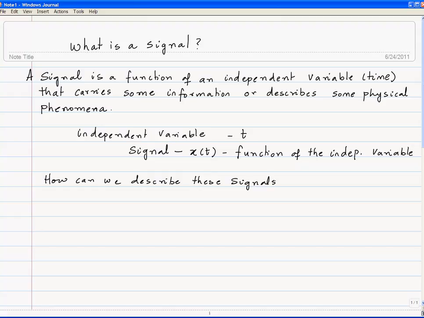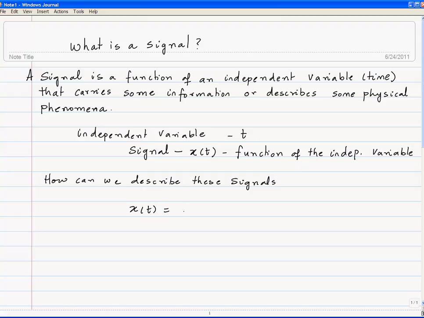So what you should think about is how you can specify this function of time. In other words, what I mean by specifying a signal is that I should tell you a way for you to compute this x of t for all values of t. If I'm able to do that, then I'm describing a signal to you, or specifying a signal.